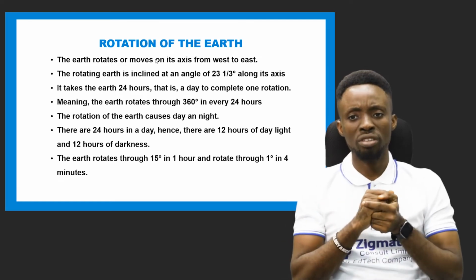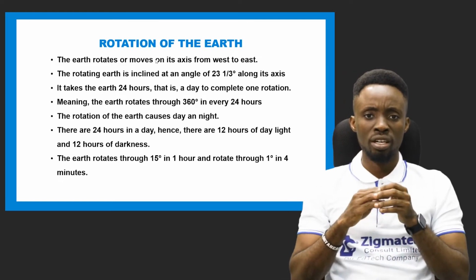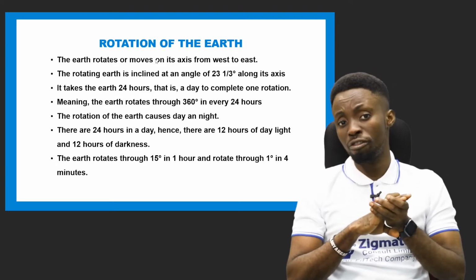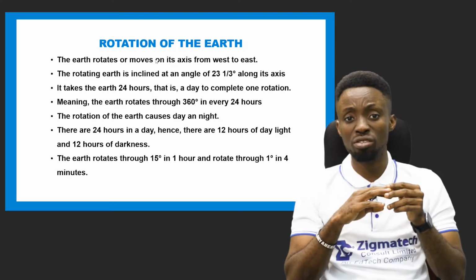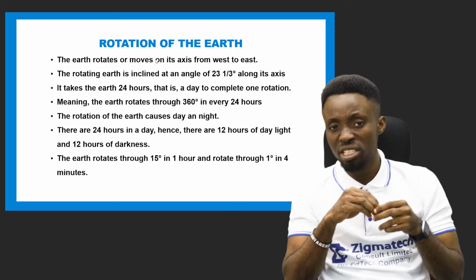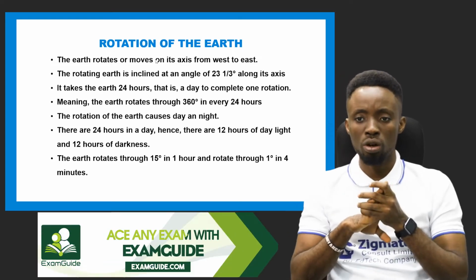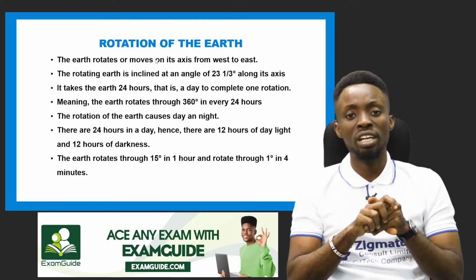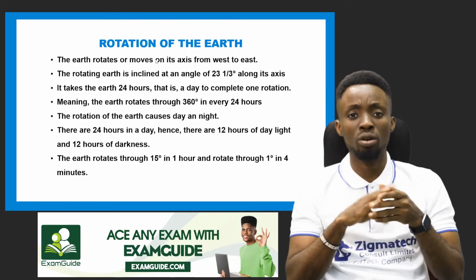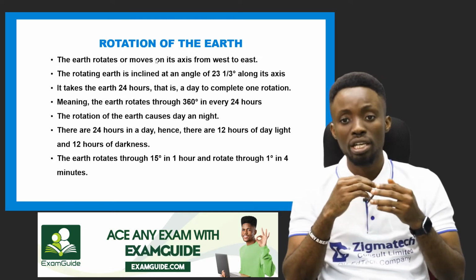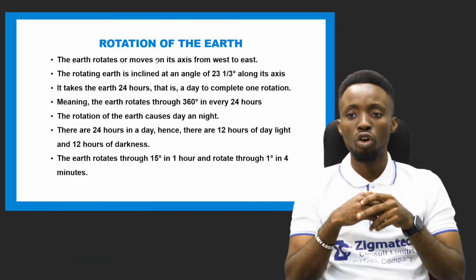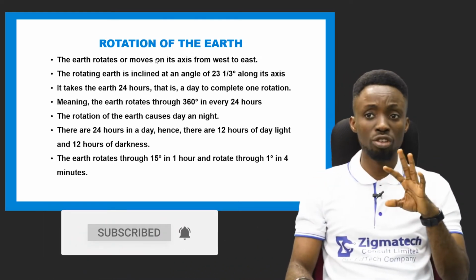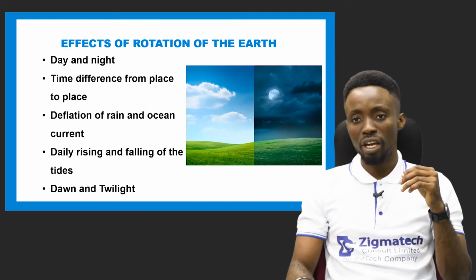As a result of that, in these 24 hours, every 1 hour, the Earth will spin an angle of 15 degrees. So the Earth rotates at 15 degrees in 1 hour. And if you divide it further, you discover that the Earth rotates at an angle of 1 degree in every 4 minutes. So that's the rotation of the Earth.